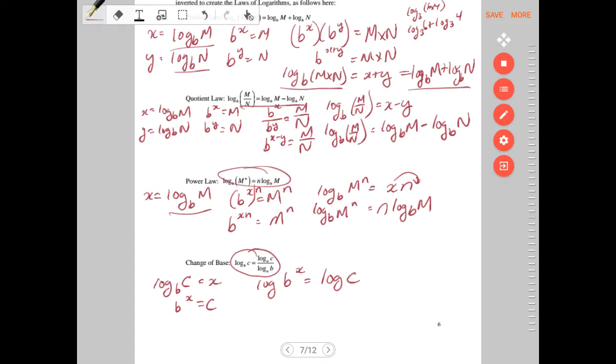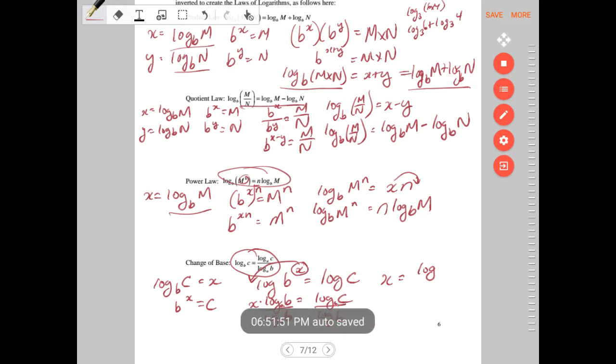And from the previous formula, I know I can take this guy and bring it down front, because that's what this formula is. N is here, and then n is in the front there. So I can rewrite that as x log b equals log c. And then to get x alone, because that's x times log b, I'm going to divide both sides by log b. So then x is equal to log of, I forgot to put my a in there. Okay, good. So that becomes log base a of c over log base a of b.